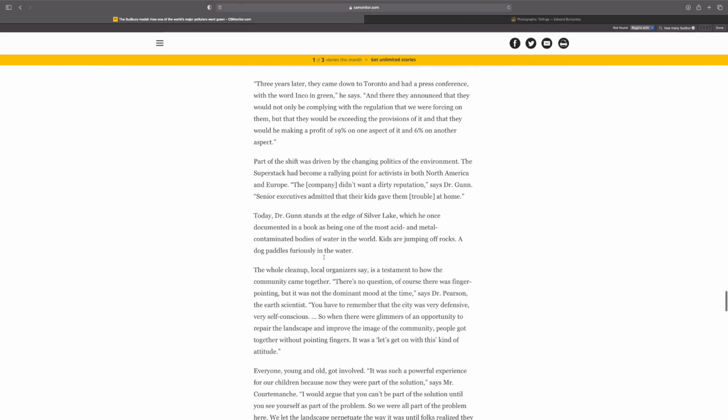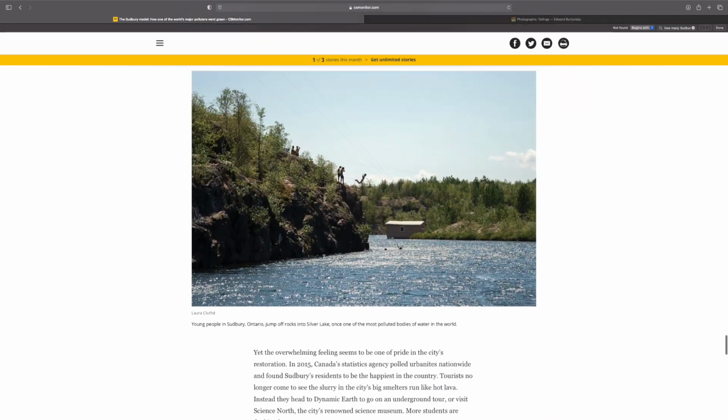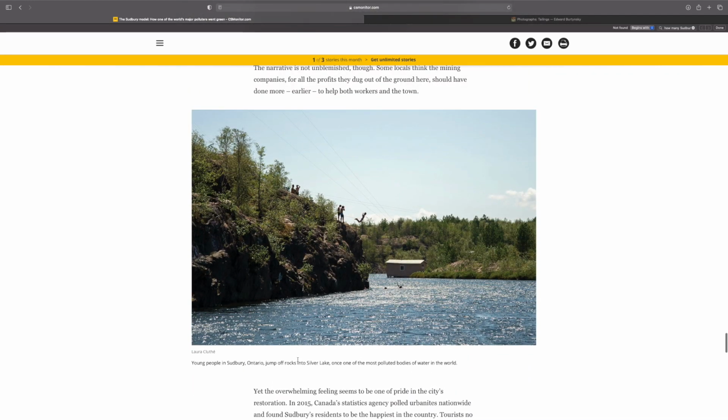But now, I'll show you some pictures down here. This picture is Silver Lake, which is close to Sudbury. It used to be one of the most polluted lakes in the world, with lots of heavy metals and very acidic, but it has since been cleaned, and now it's possible for people to swim in the lake. There's been a lot of work to try to clean up the SO2 emissions from the smelting operations.